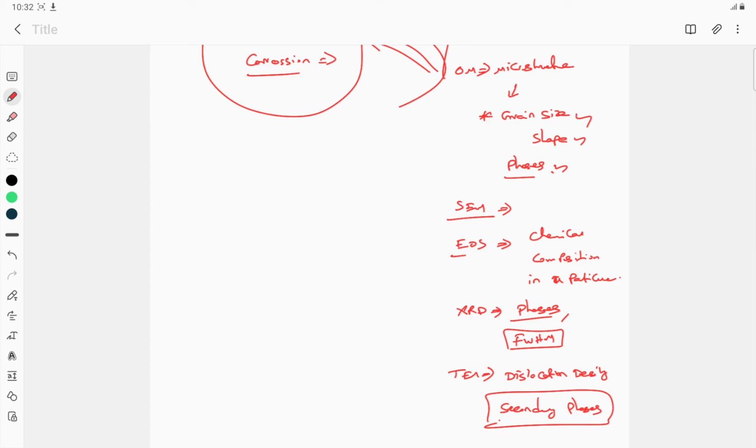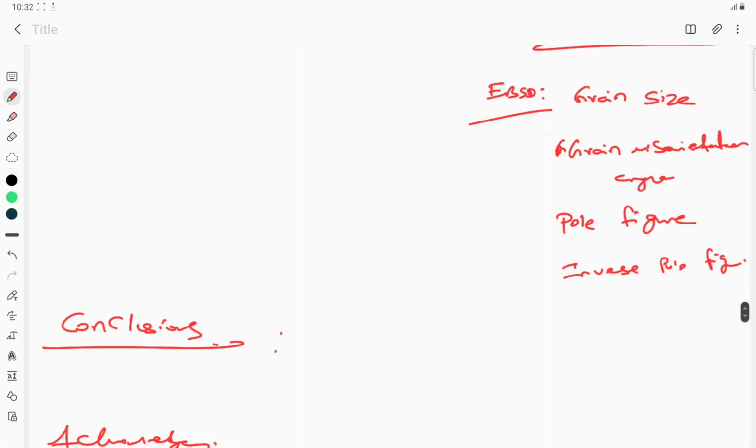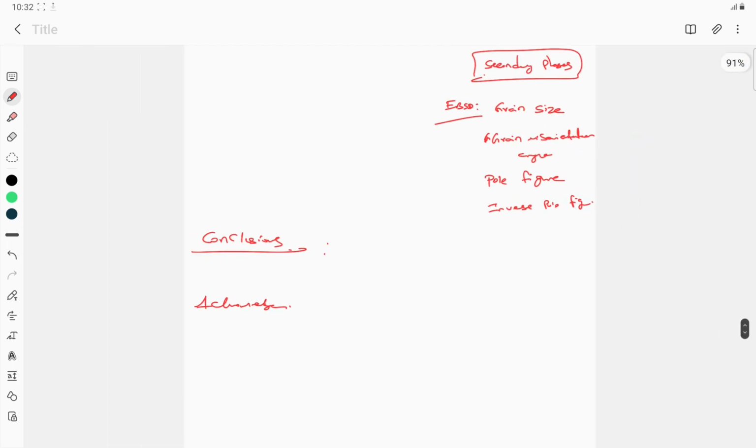Other than this also some metallurgical studies are there. I have just given some examples. Then you have the conclusion, where you can see the major findings from their research article, and then acknowledgement and references. Okay, so this is a simple idea of how to infer information from a published article related to welding, so that you can get started with the respective research work.